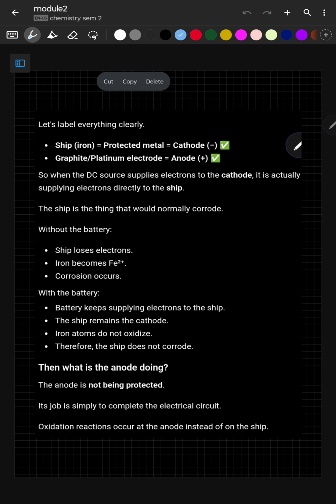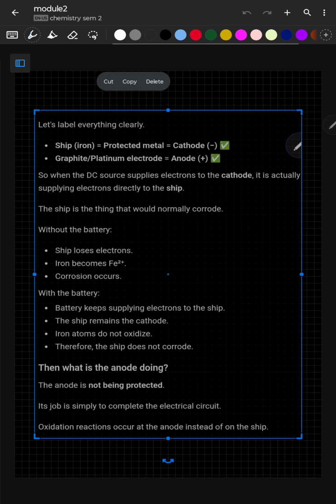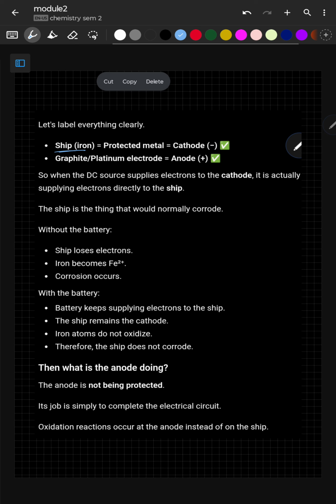I've got a simple logic here because this topic was extremely confusing for me to understand as well. Take the example of a ship. That's the metal to be protected, because we obviously don't want the ship to get corroded. That is going to be the cathode. Any inert electrode you can take is going to be the anode, the positive terminal. When the DC source supplies electrons to the cathode, it is supplying electrons directly to the ship.